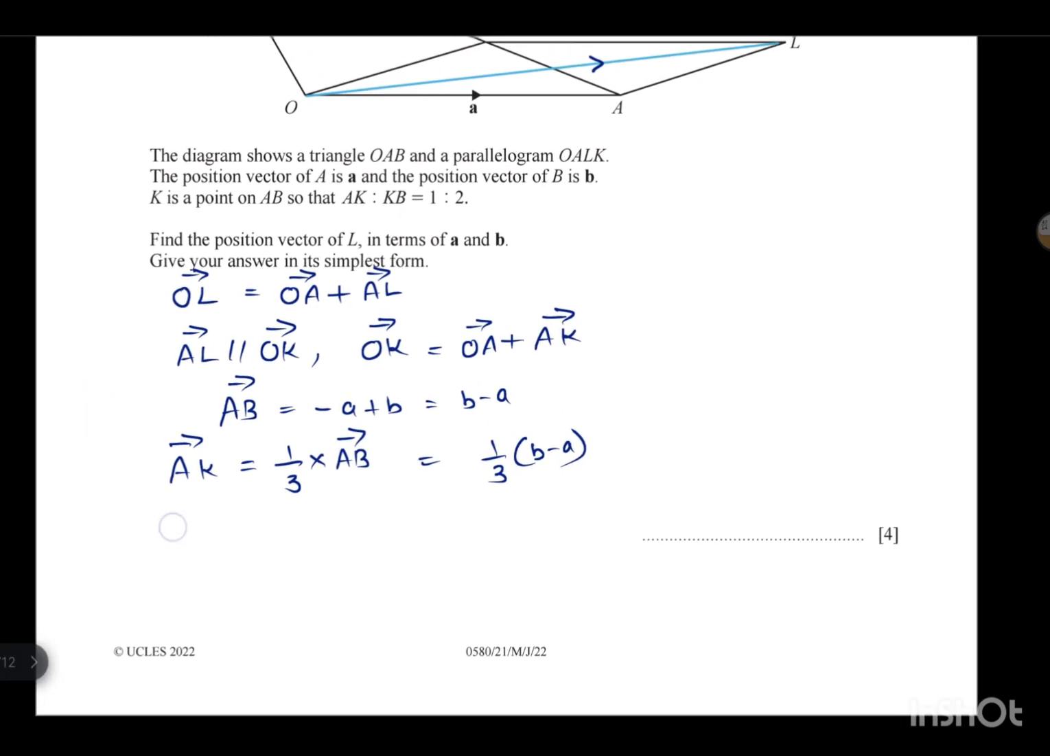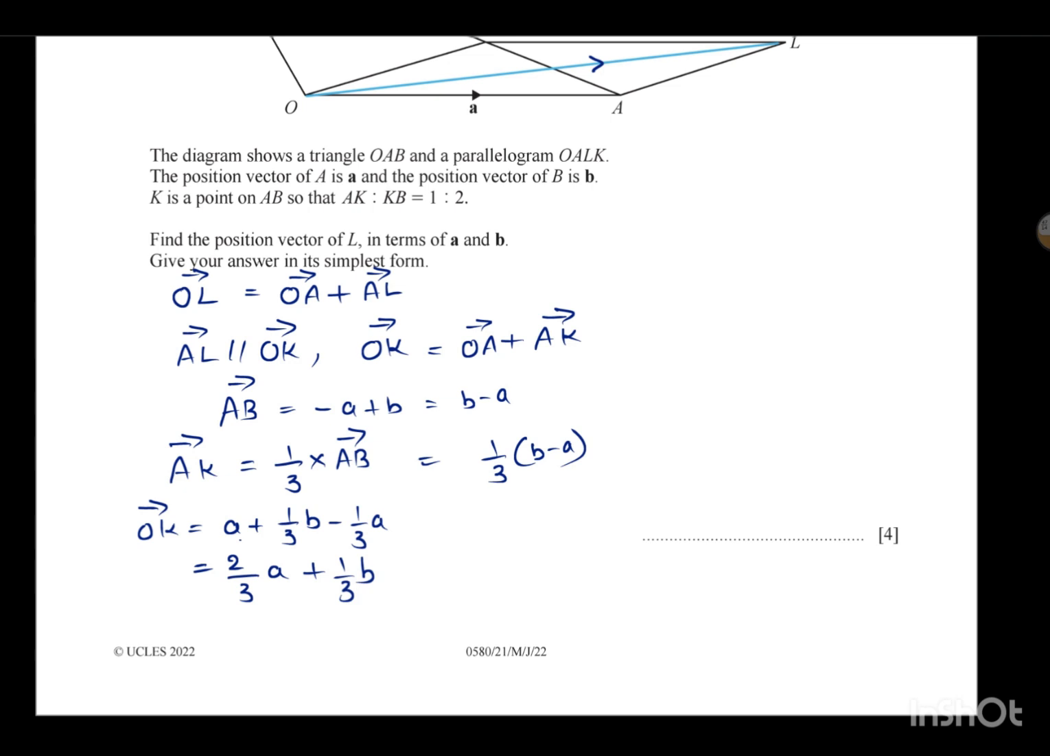OK is equal to OA, A plus 1 by 3, let me multiply that, 1 by 3 A. A minus 1 by 3 A will be, 3 will be the LCM, 3 into A, 3A, 3A minus 1A will be 2A. 2 by 3A plus 1 by 3B. This is OK.